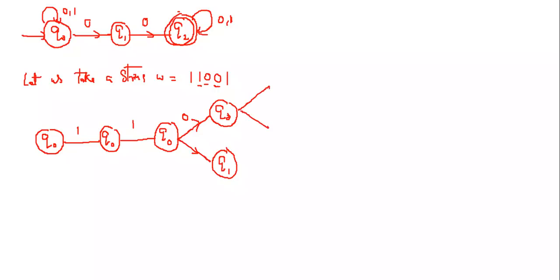If you go in this path, you have to consider this 0 on Q0. So either you can go to Q0 or you can go to Q1. What happens? 1 on Q0, you are going to Q0. Suppose if you go in this other way, 1 is not defined on Q1, so there is no movement. Here you are stopping.